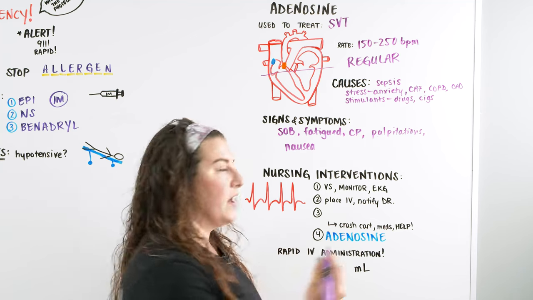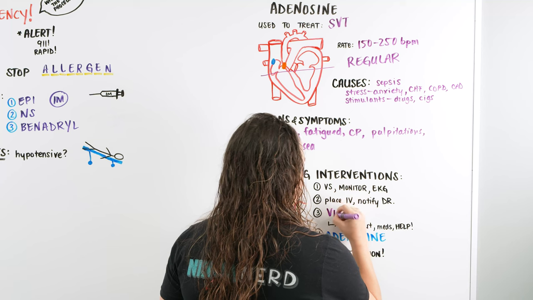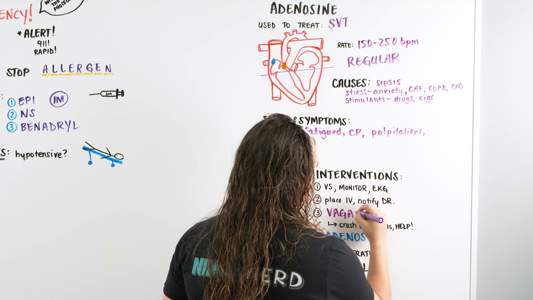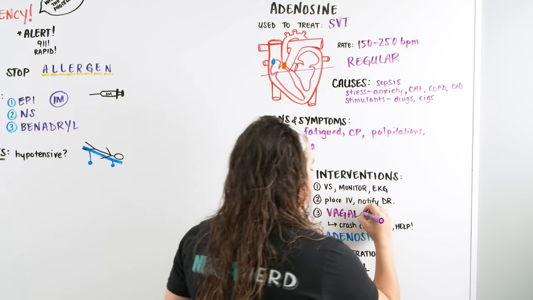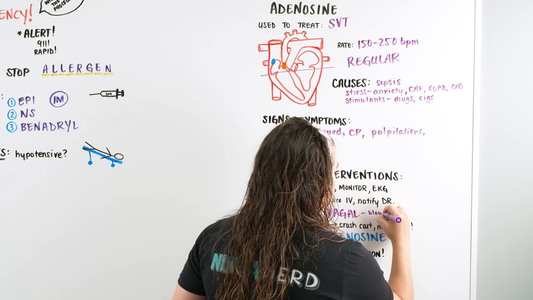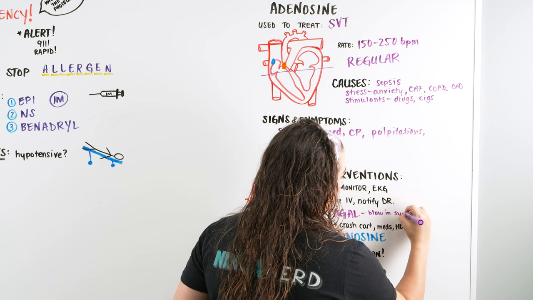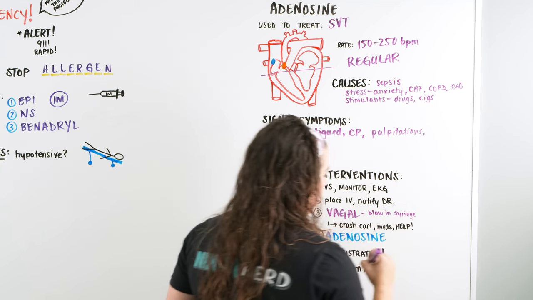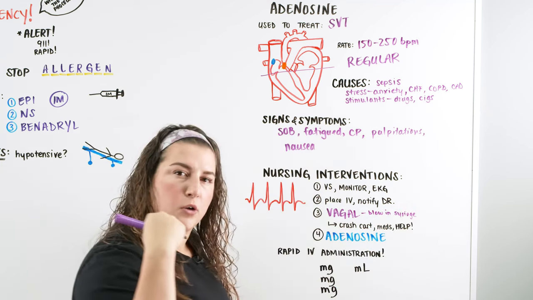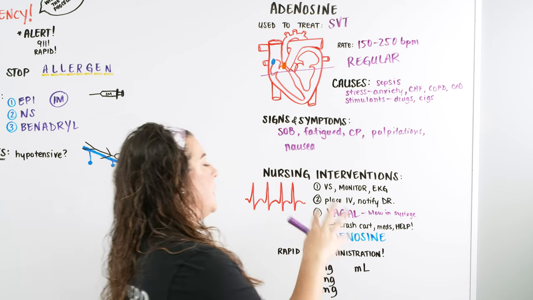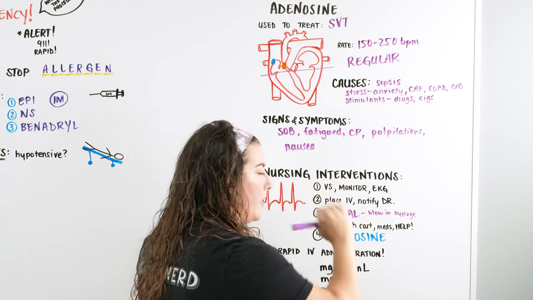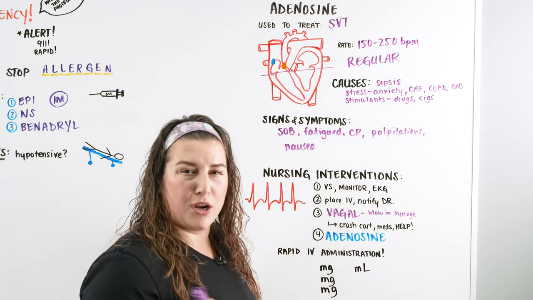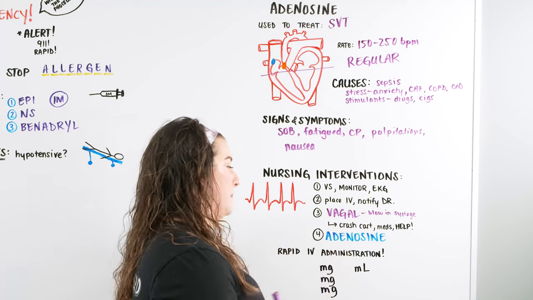You should be saying Valsalva maneuvers or vagal maneuvers, right? So try a vagal maneuver. What are you gonna have them do? You're gonna have them do a couple different things. They can blow in the syringe. You can have them bear down like they're trying to take a poop. I've seen ice packs go on the neck. All of these vagal maneuvers are going to help them hopefully convert back into normal sinus rhythm. Does it work? Not typically, but it can.